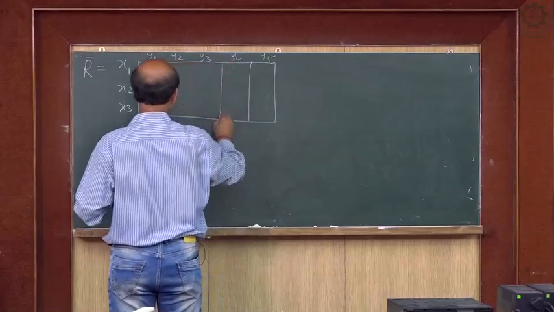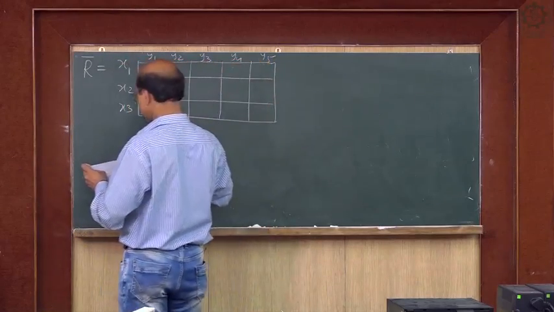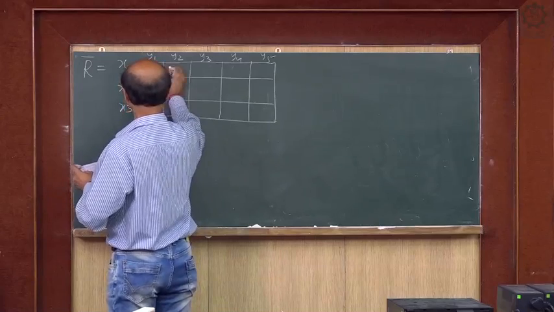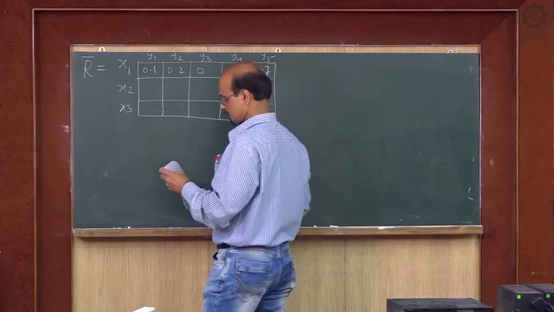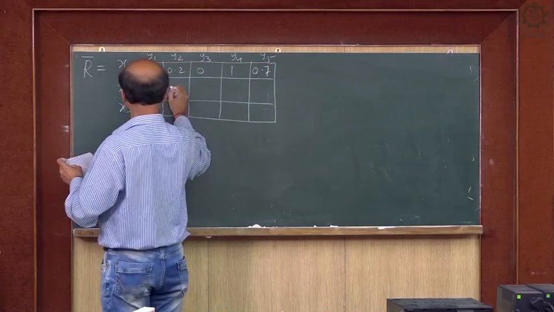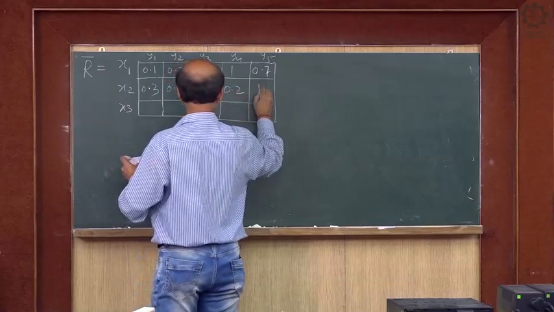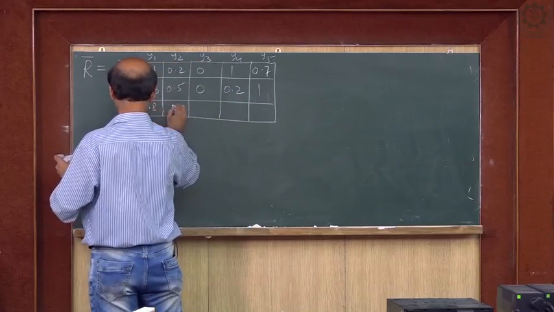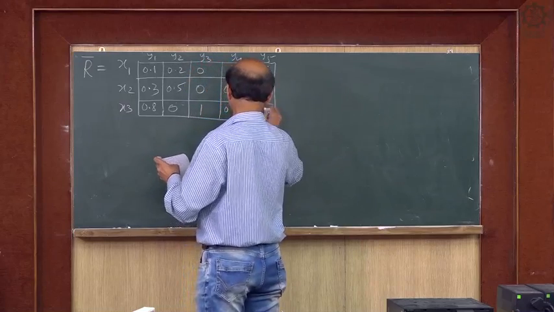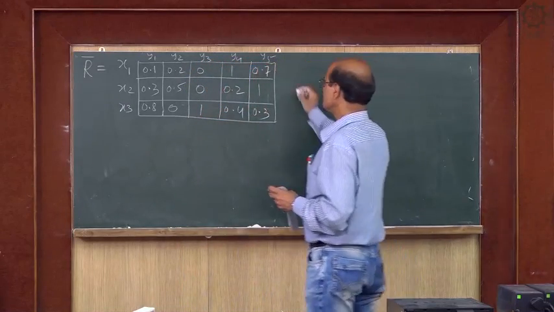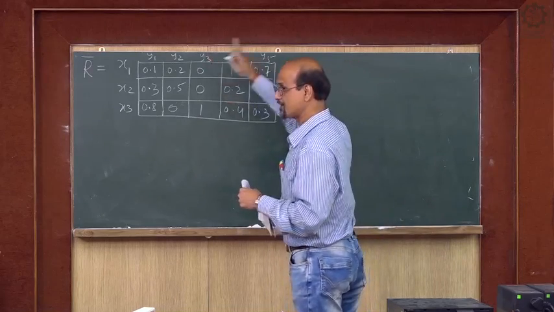So, y5, y4, y3, y2, y1. So, what are the membership degrees? 0.1, 0.2, 0, 1, 0.7. First row 0.3, 0.5, 0, 0.2, 1, 0.8, 0, 1, 0.4, 0.3. Okay? And suppose I have S bar as from now y to z.